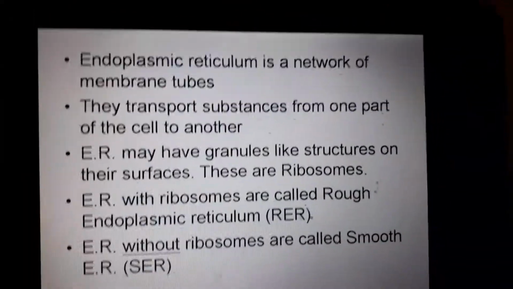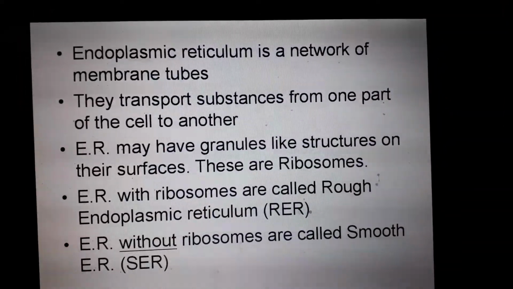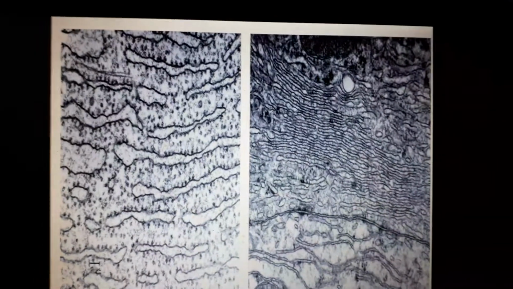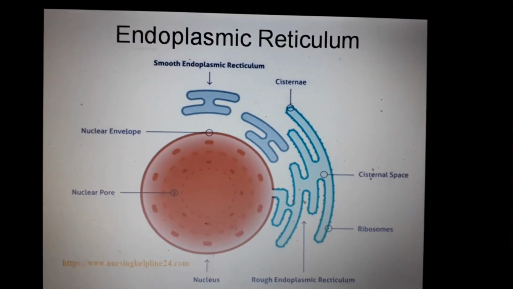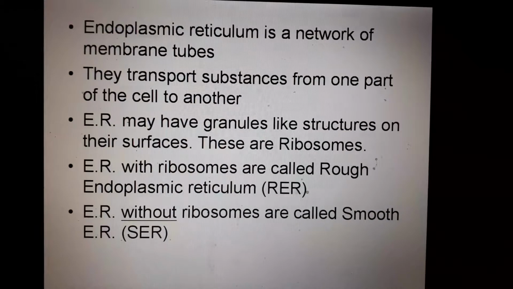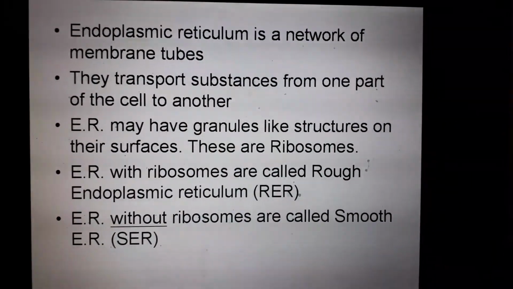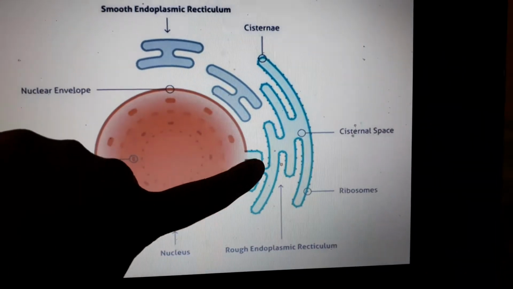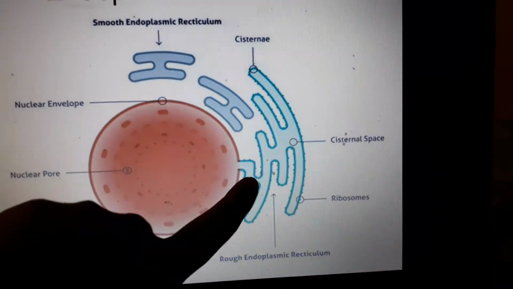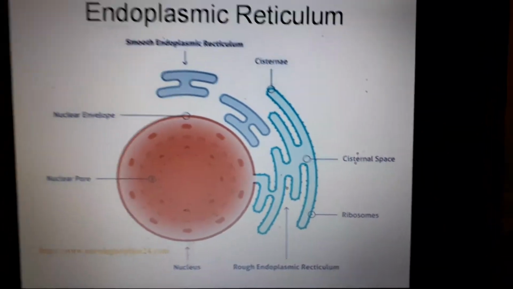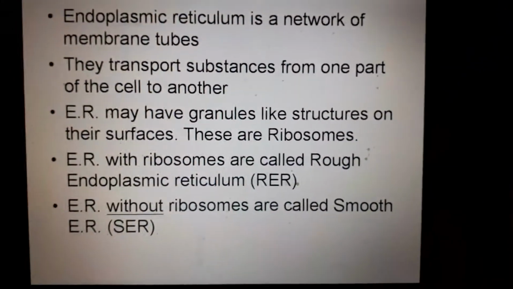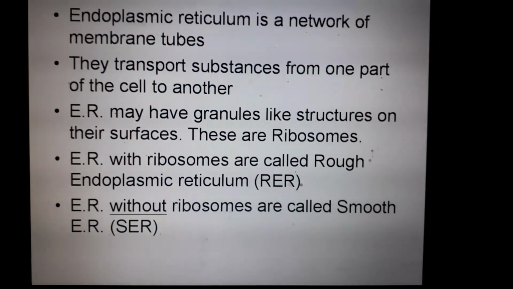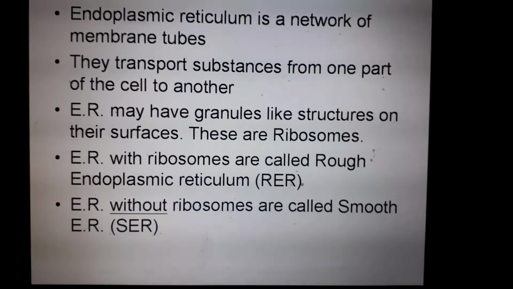As I said, endoplasmic reticulum is a network of membrane tubes. You see how many tubes are there? These tube-like structures are called endoplasmic reticulum. They transport substances from the nucleus to other parts of the cell. So it acts as a network for transporting substances. And the endoplasmic reticulum has granule-like structures on its surface. These are called ribosomes.